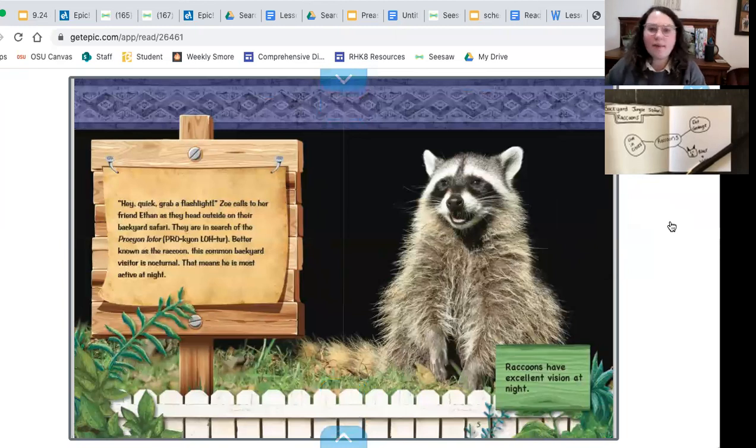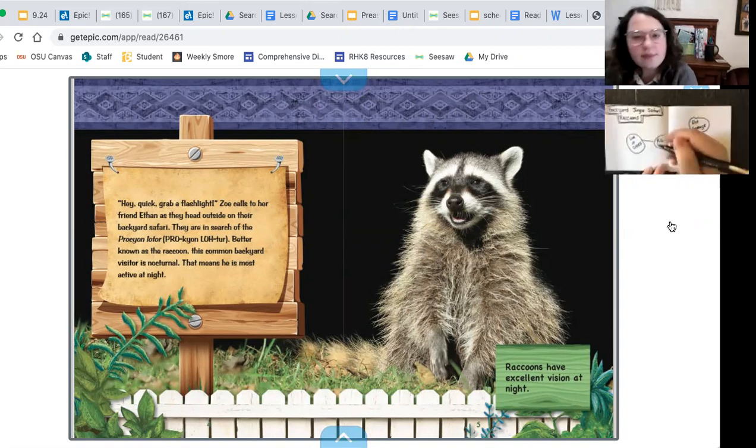Hey, quick, grab a flashlight, Zoe calls to her friend Ethan as they head outside on their backyard safari. They are in search of the Procyon lotor, better known as the raccoon.